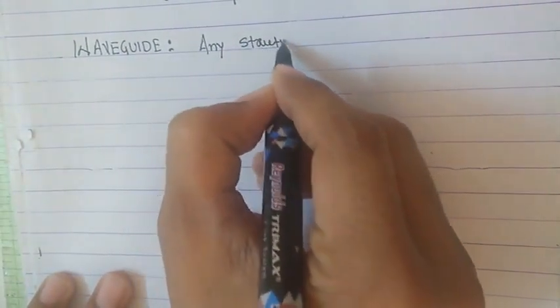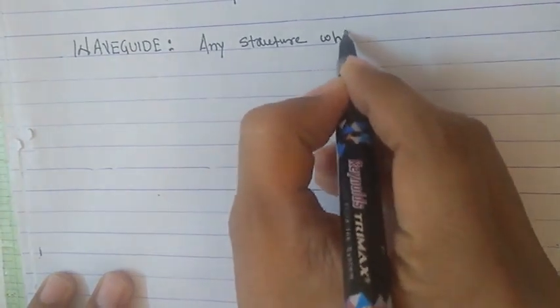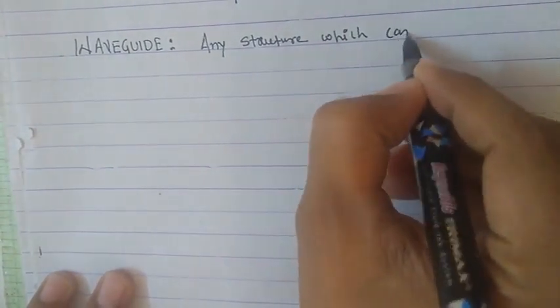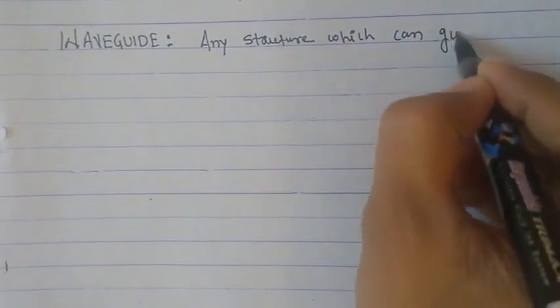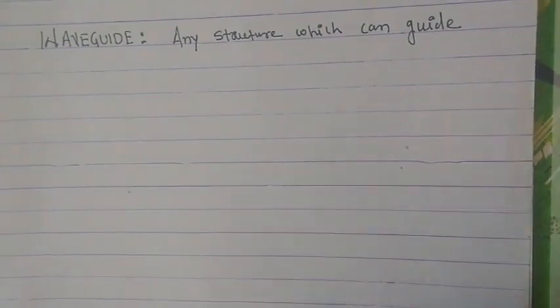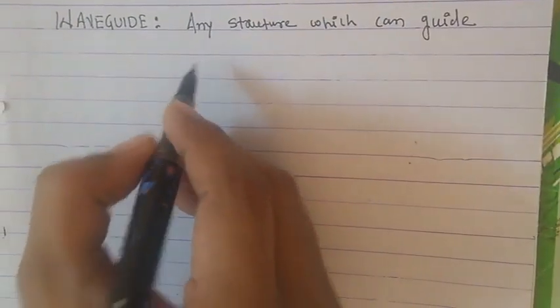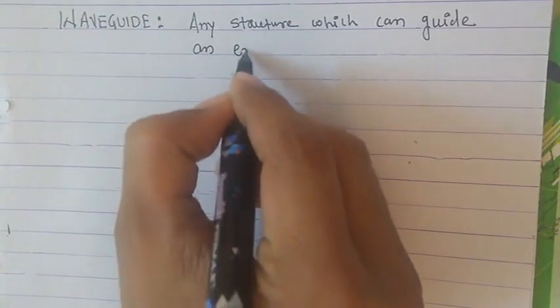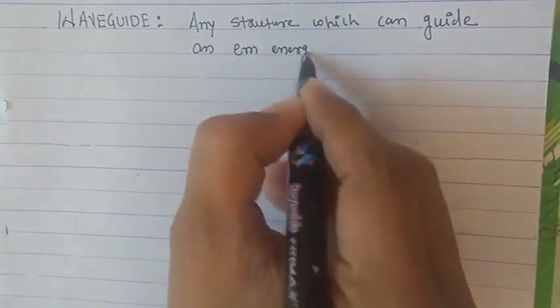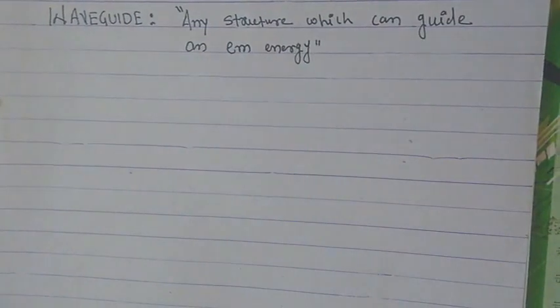Generally, any structure which can guide an electromagnetic energy is called a waveguide. So this is the definition of a waveguide. Any structure which can guide an electromagnetic energy can be called a waveguide.